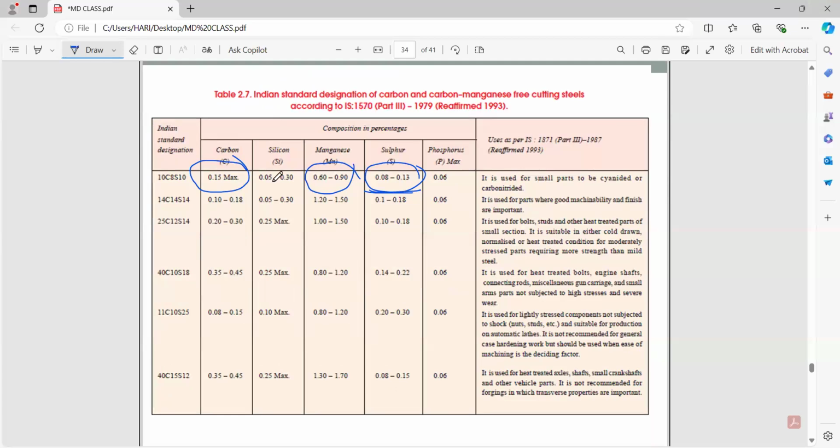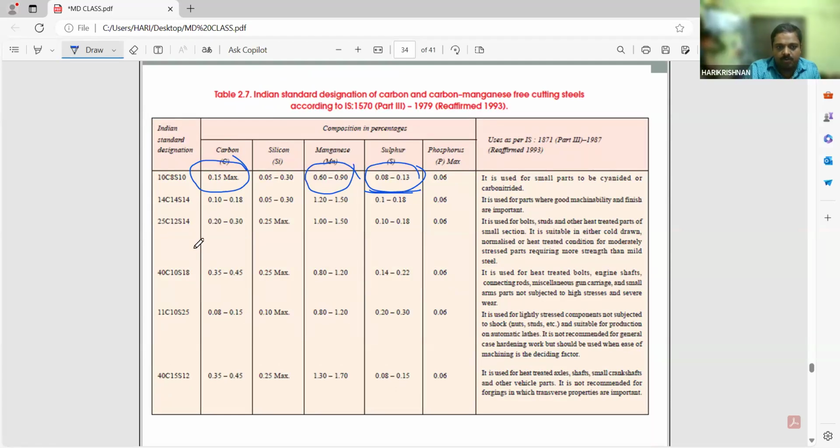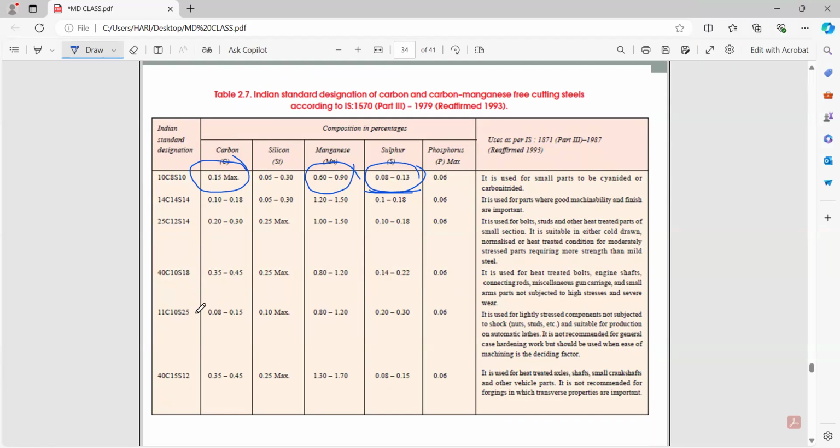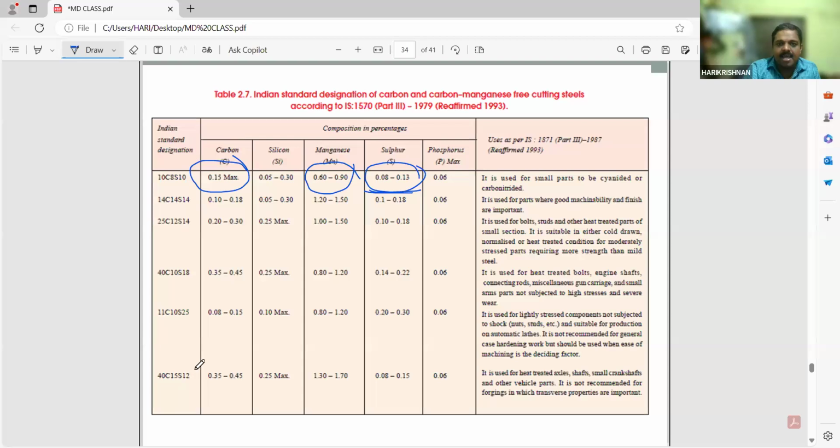So these are the designations: 14C14S14, 25C12S14, 40C10S18, 11C10S25, 40C15S12. These are the designations of free cutting steels.